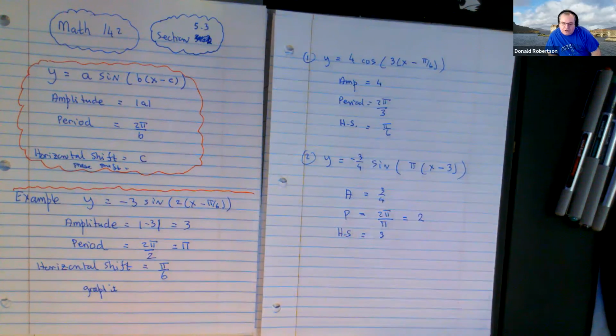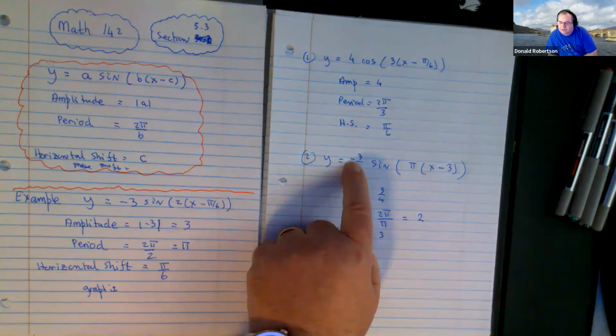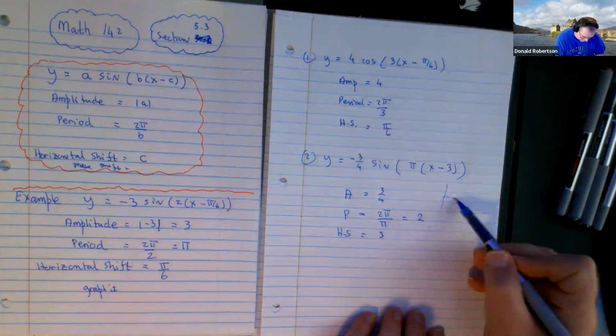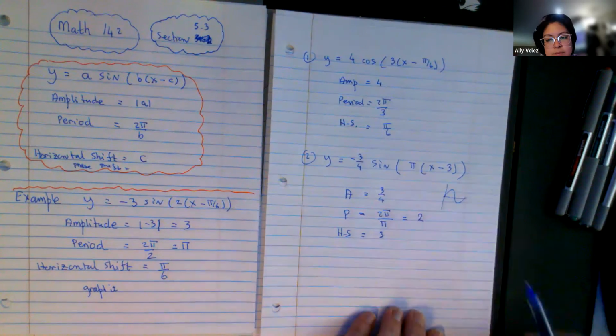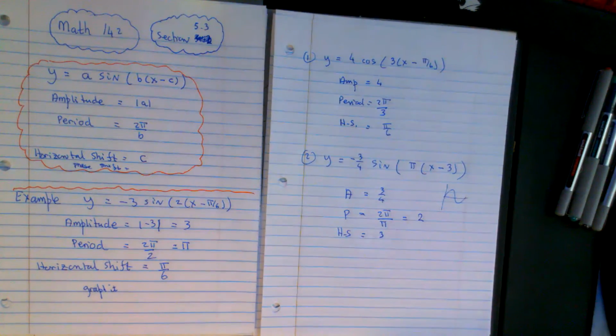What do you think that's going to do to the sine function, that negative? See, a normal sine function goes like that, right? What does a negative do to it? Then flip it over the x-axis. Right.